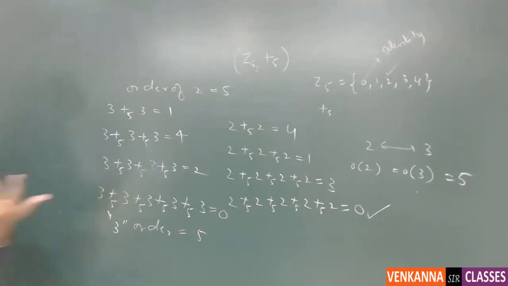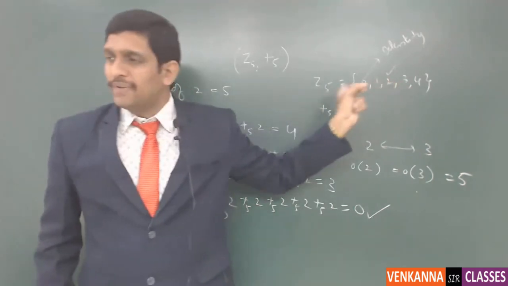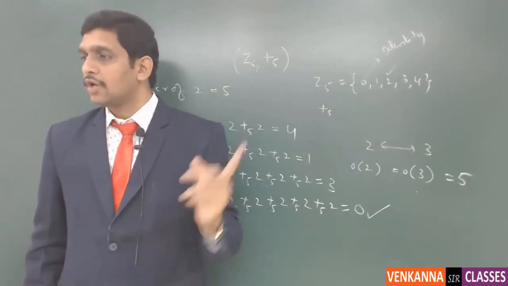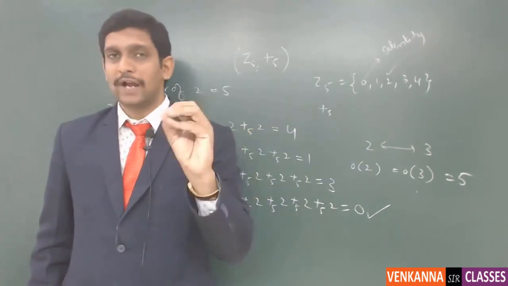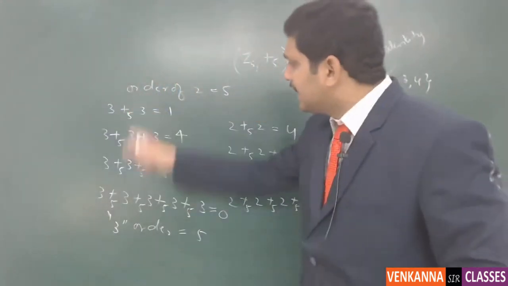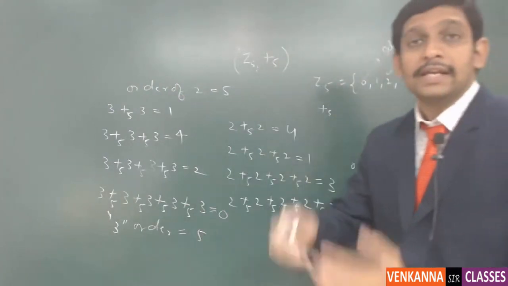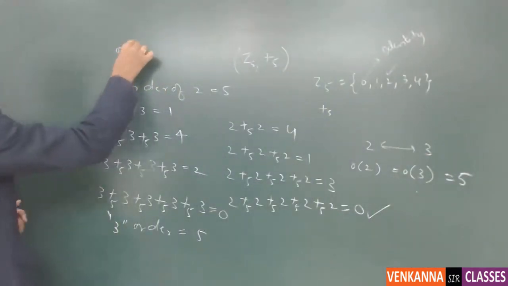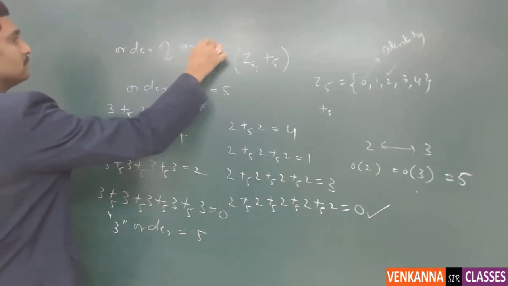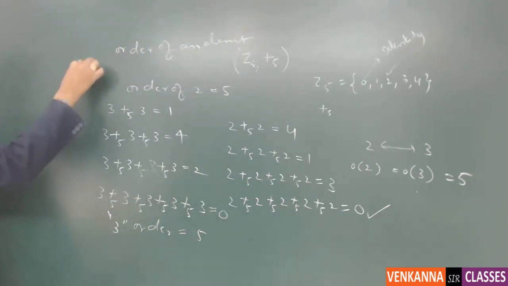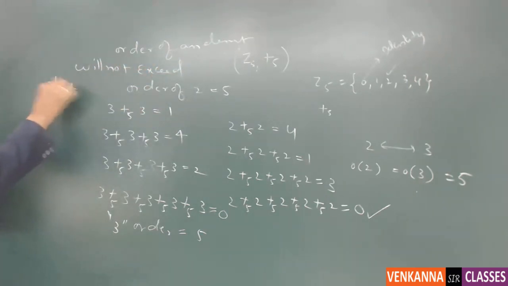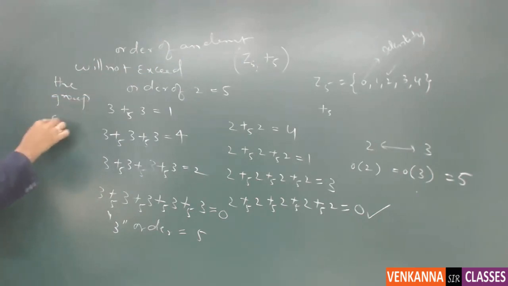So one more thing I can say. Total how many elements are there in that set? 5. So order of the group is 5. If you calculate any element order, it will not exceed the group order. So order of an element will not exceed the group order. It is true for every group. So it is a theorem.